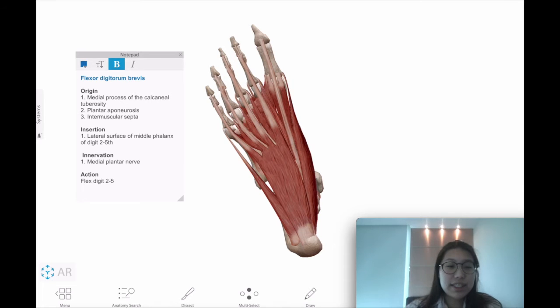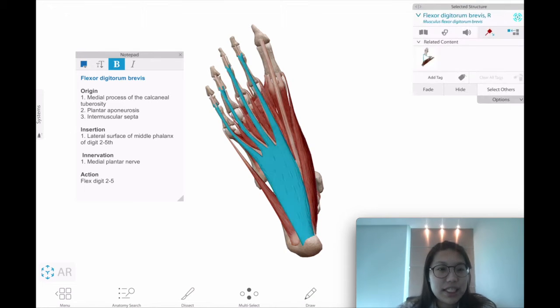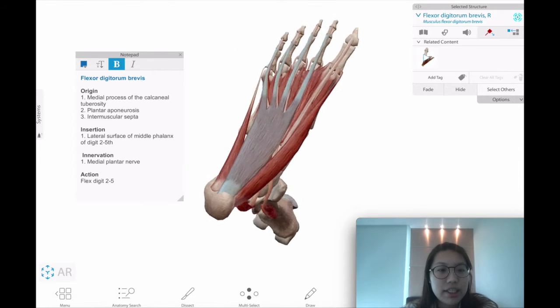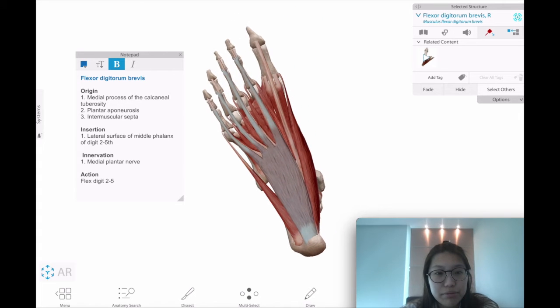So this is the flexor digitorum brevis. It originated at the medial process of the calcaneal tuberosity, plantar aponeurosis, and intermuscular septa. It inserted at the lateral surface of medial phalanges of digits 2 to 5, and the innervation is medial plantar nerve, and the action is to flex digits 2 to 5.